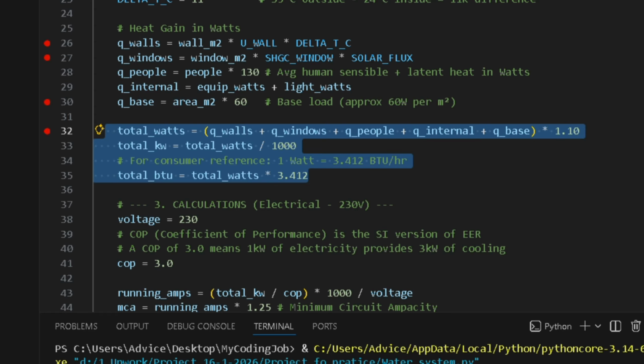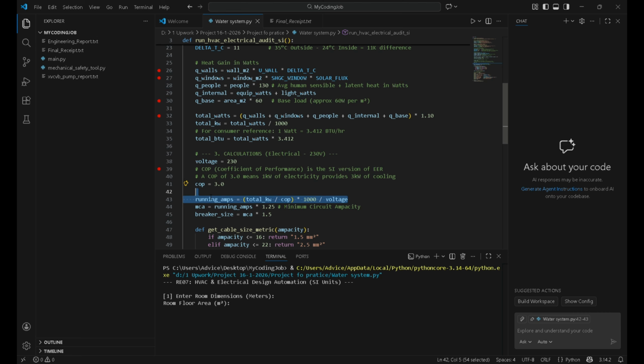Electrical calculations. Now that we know how much cooling is required, we estimate electrical demand. Voltage = 230. COP = 3.0. Voltage represents a standard single-phase power supply. COP, or coefficient of performance, tells us how efficiently the AC converts electrical power into cooling power.